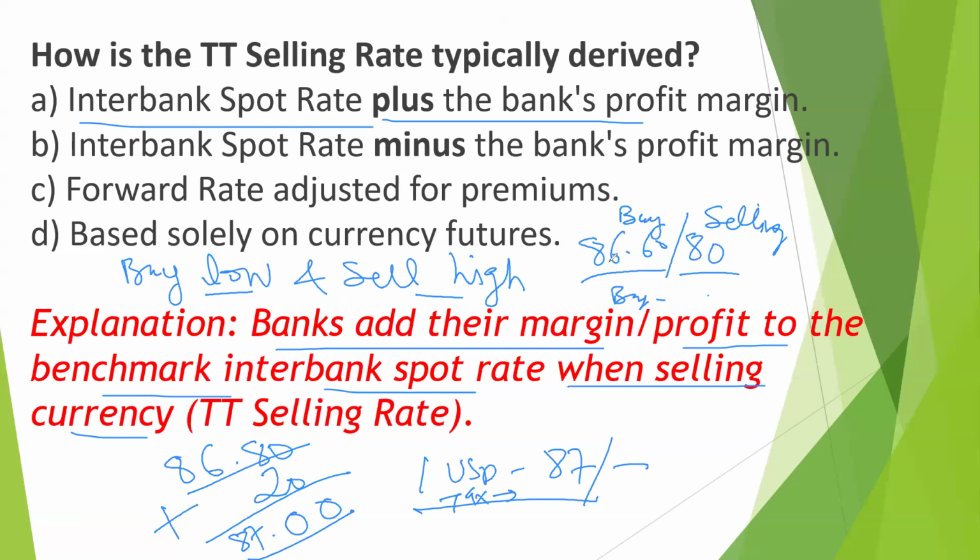So if you get a question like 86.60 oblique 80, the first part, 86.60, will be the buying rate and 86.80 will be the selling rate. Sometimes they may not tell you which is buying and selling. Only it will be written like this.